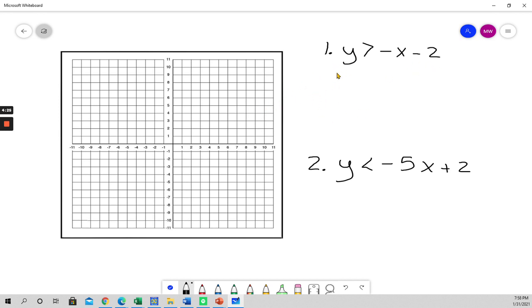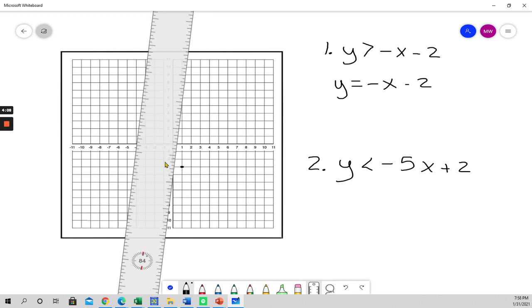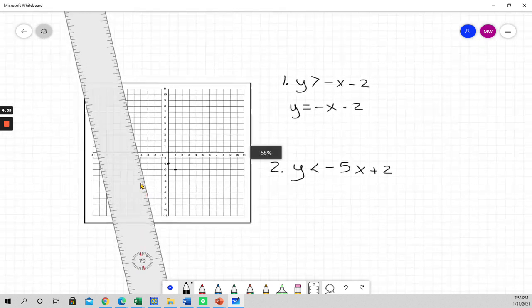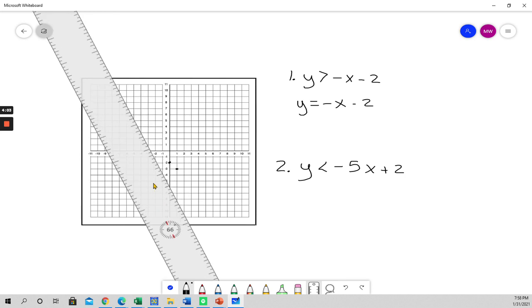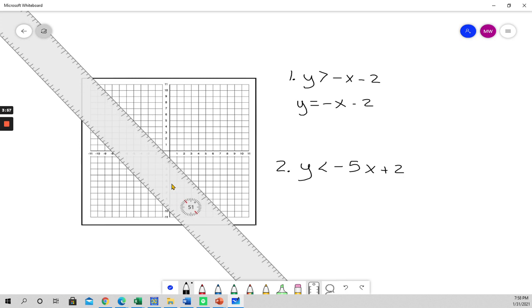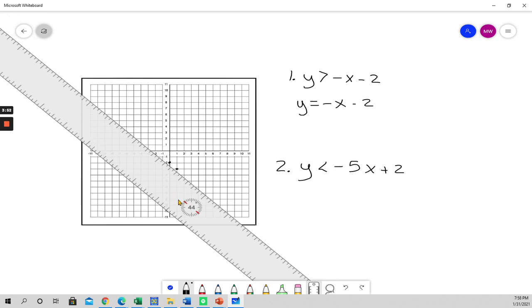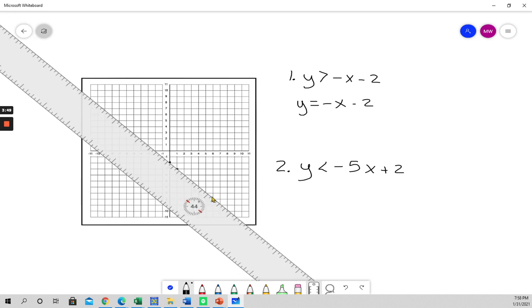So y is greater than negative x minus 2, so I'm going to graph y equals negative x minus 2. I'm going to start at the negative 2, my slope is negative 1, so I'm going to go down 1 over 1 throughout my graph. And I'm going to have a dashed line because it just says greater than. And I'm going to try to graph this to the best of my ability. So, dashed line.